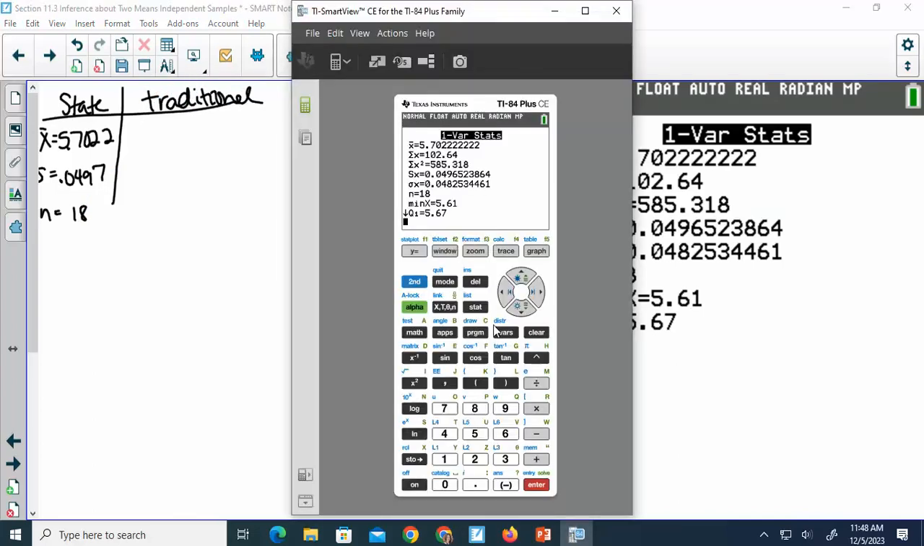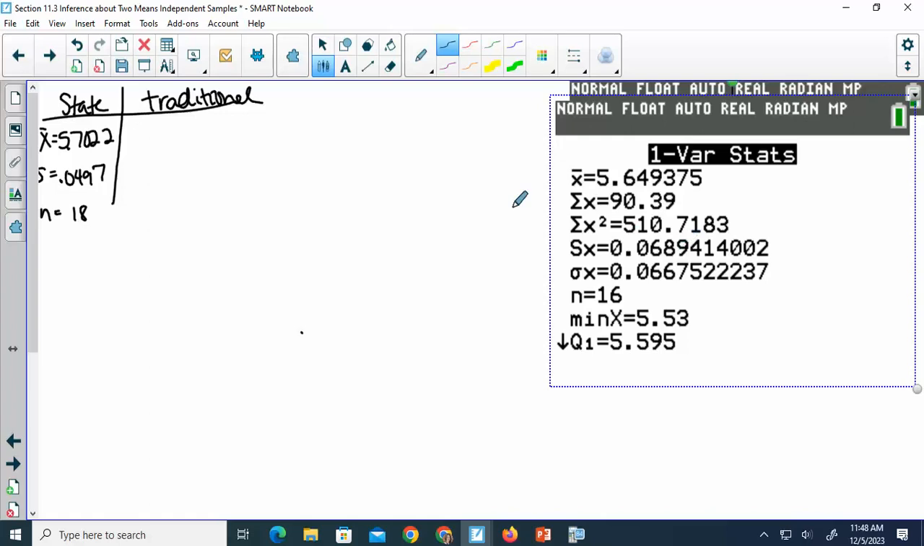Okay, if we did it for the traditional, and so this time I'm doing my one variable statistics for L2. So the mean of this set, I'm going to call the first one's my state. I'll put a subscript of 1 on all those, my traditional, my second set. The mean was 5.6494. Standard deviation 0.0689, and the number in this sample was 16.